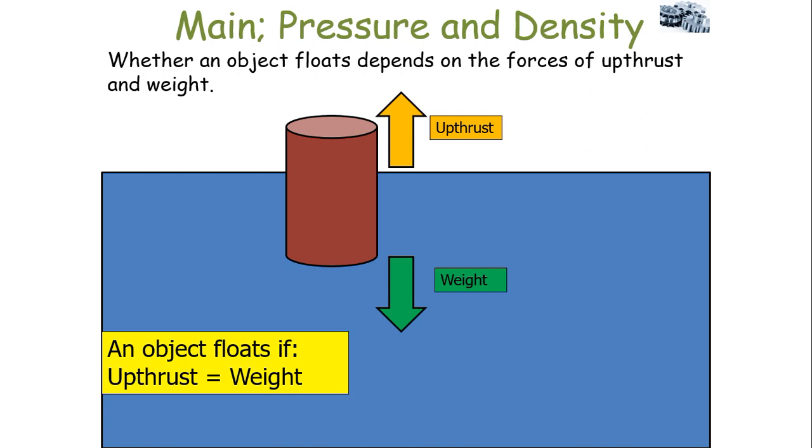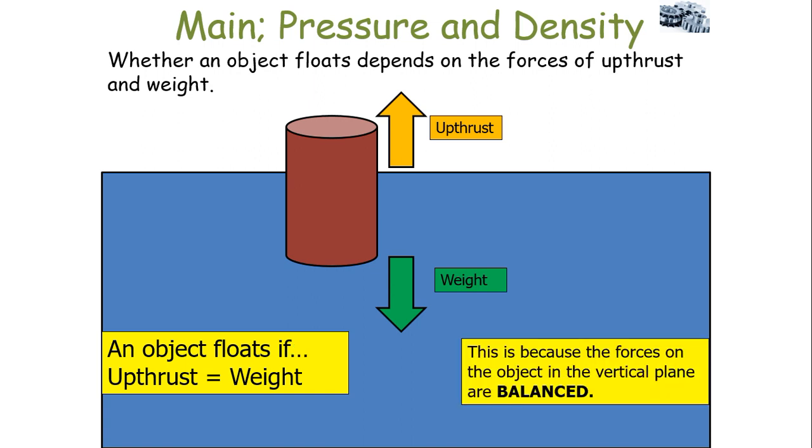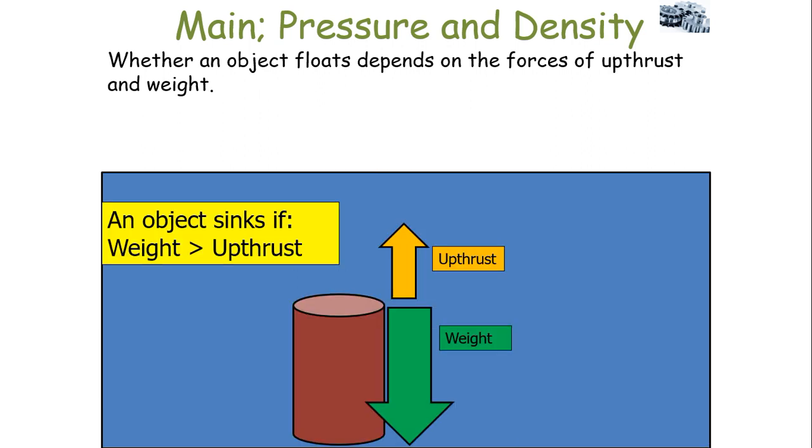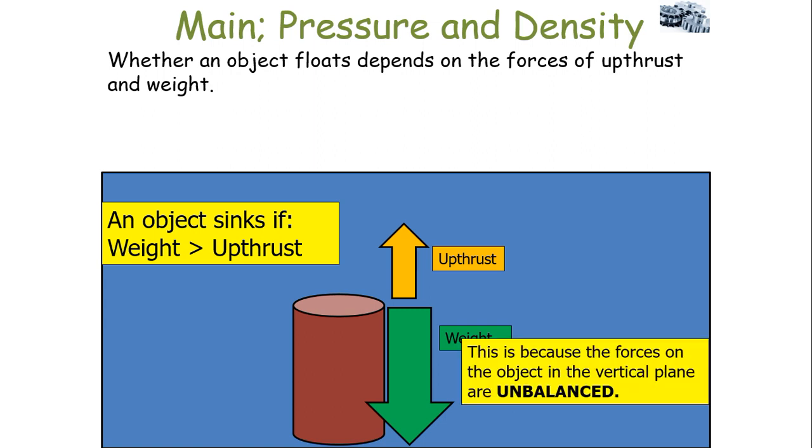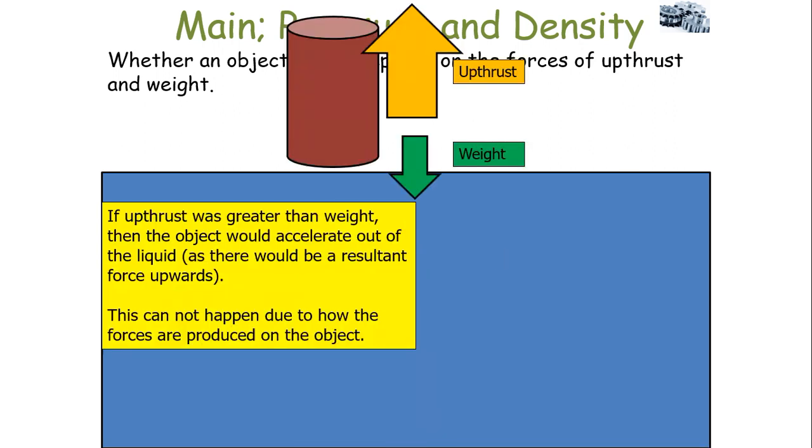An object floats if upthrust equals weight, because the forces on the object in the vertical plane are balanced, so there's no resultant force, so therefore it will float. But an object will sink if the weight is greater than the upthrust, because the forces on the object in the vertical plane are unbalanced. There's a resultant force downwards, so it sinks to the bottom.